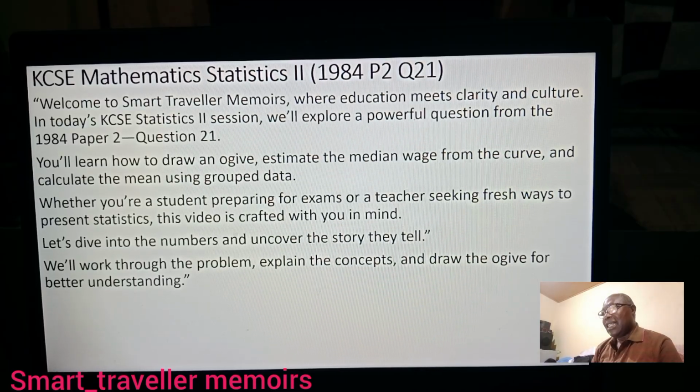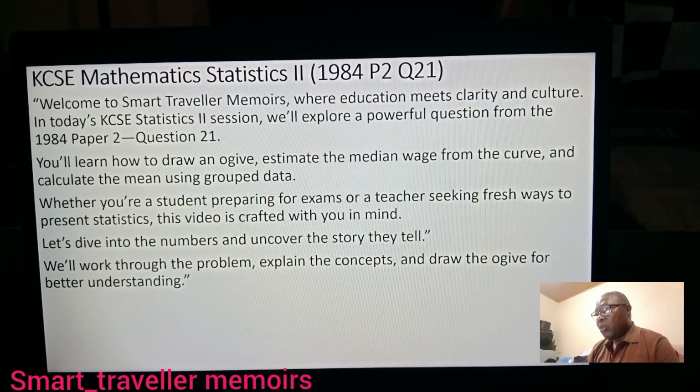In today's KCSE Statistics II session, we will explore a powerful question from 1984 paper 2, question 21. You will learn how to draw an ogive, estimate the median wage from the curve, and calculate the mean using grouped data. Whether you are a student preparing for exams or a teacher seeking fresh ways to present statistics, this video is crafted with you in mind. Let's dive into the numbers and uncover the story they tell.